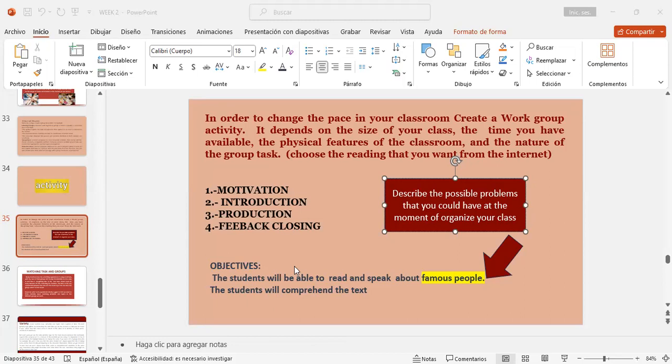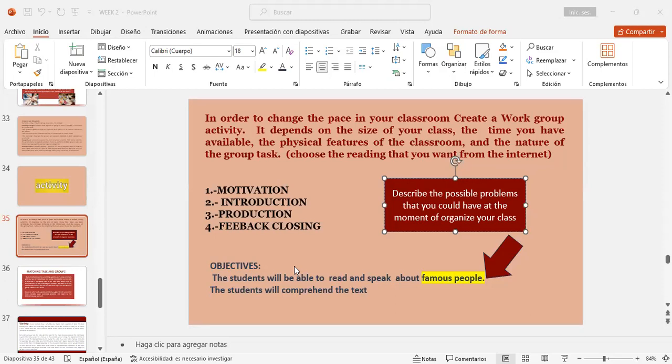So let's see, yes, the reading is in present simple, so we only have here the verb to be and present of regular and irregular verbs. So students are going to reinforce their knowledge about present simple, how to make questions, yes, no questions, WH questions.